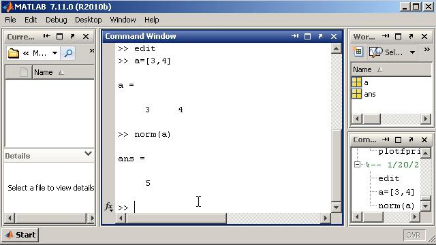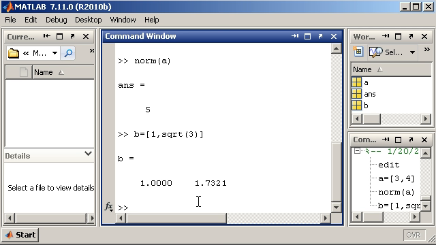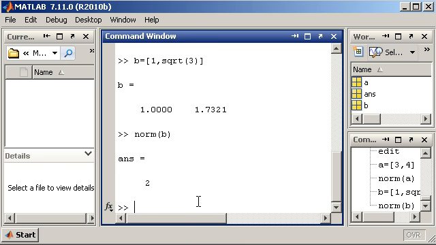Yeah, let's try one more. 1, 2 square root of 3 for a triangle. B equals 1, square root of 3. That's how you put square root in. And then the norm of B should be 2. Okay, yeah, norm is what it is. Norm calculates the magnitude.